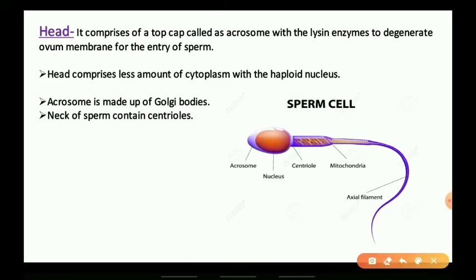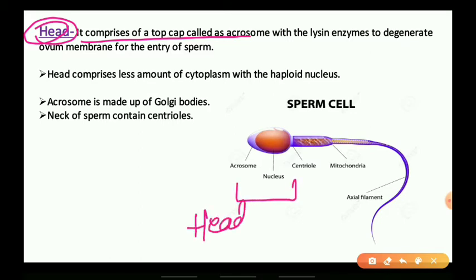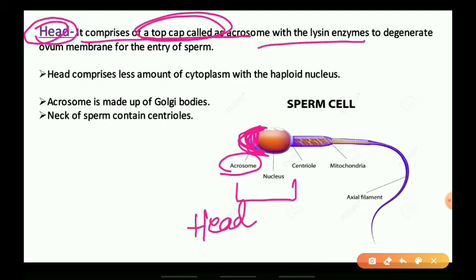Now let us talk about what the head is. The head comprises a top cap called the acrosome. Here, this is the head portion. This head contains one part, this cap portion, which is called the acrosome. So what is the acrosome? The acrosome is the top cap of the sperm cell, and it has lysine enzymes.